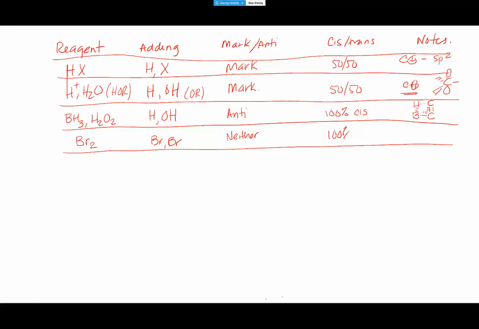100% trans, and the reason that they're adding 100% trans is because we have what kind of intermediate? We have a bromonium ion.